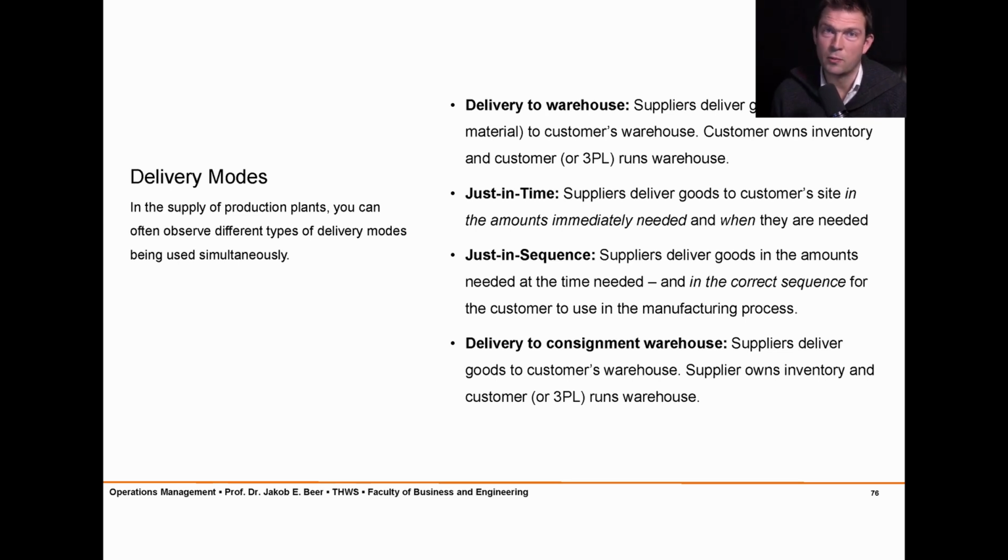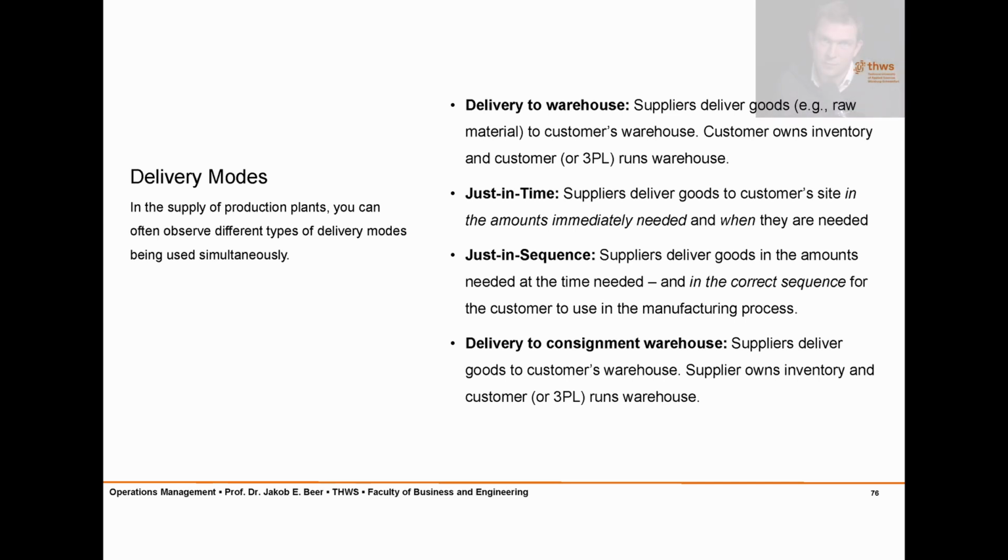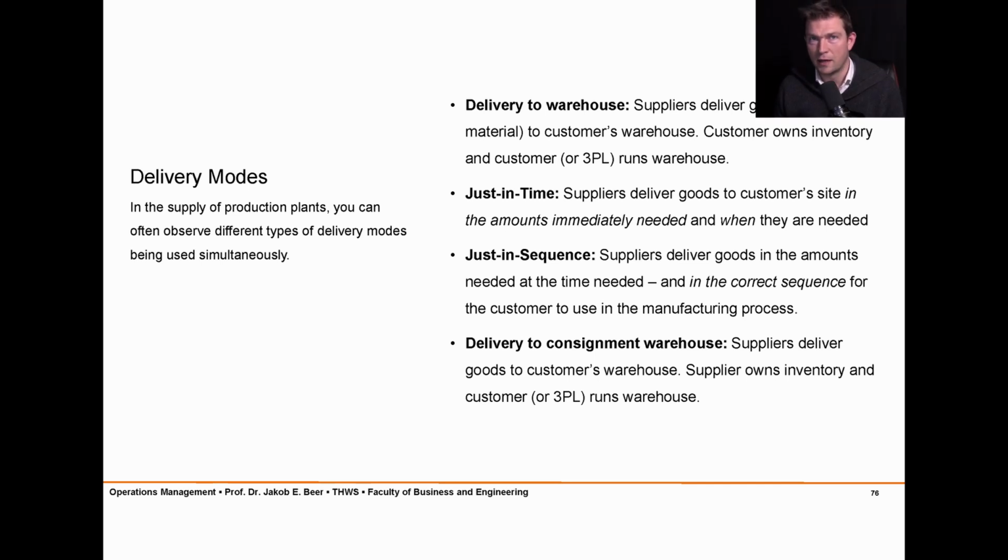This is the most common model across all industries, and it makes sense in many cases, but it is also an expensive and sometimes inefficient mode. The second mode is just-in-time, JIT, delivery. In this setup, suppliers deliver goods to the customer's site exactly when they are needed and in the quantities required. This reduces the inventory carried by the customer and minimizes waste in the supply chain.